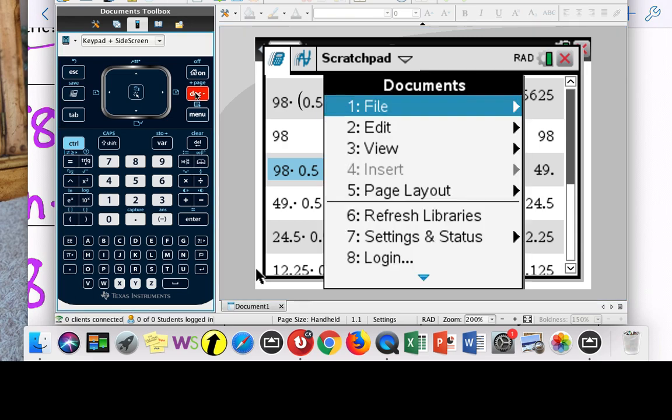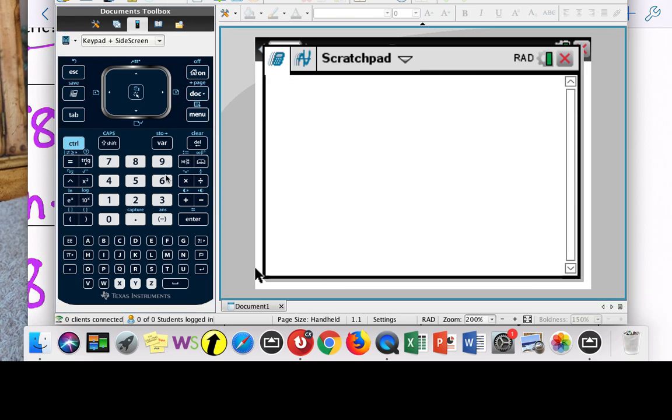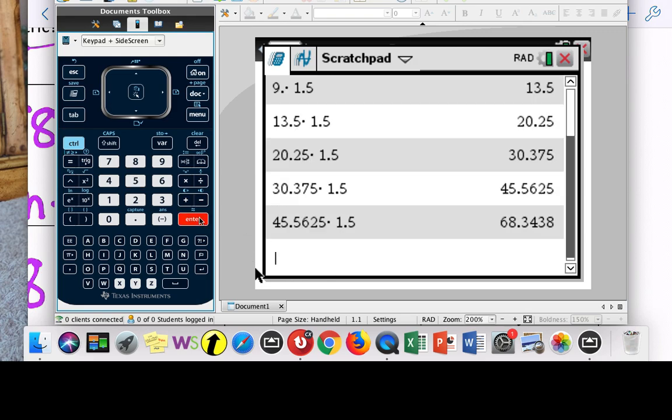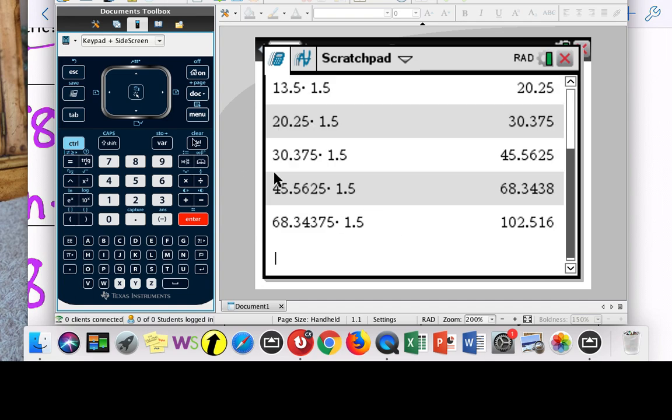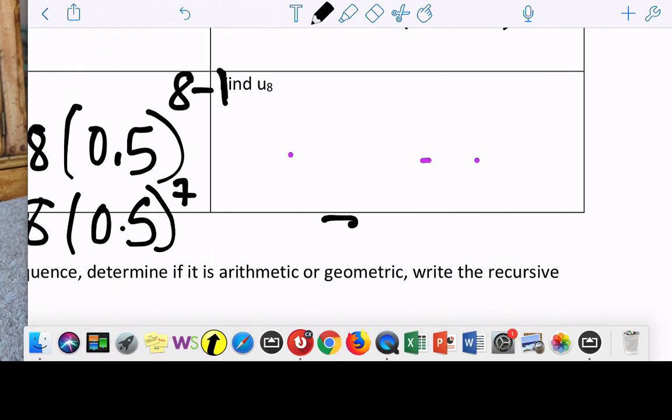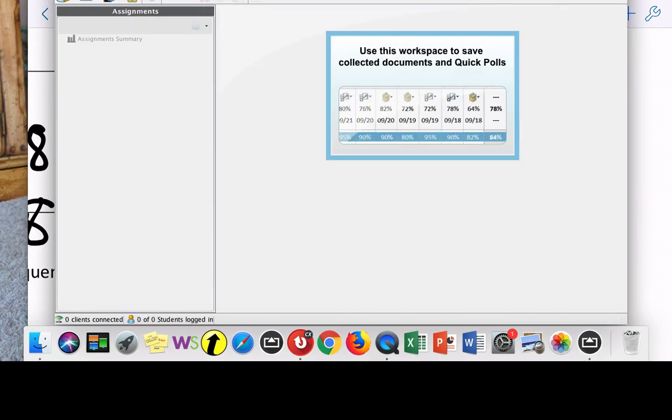All right, so let's clear this. Doc B clears it. And we're going to start with 6 and hit enter, and then take our last answer and multiply by 1.5. So to find the 8th term, I would hit enter 7 times. So there's the n minus 1. So 1, 2, 3, 4, 5, 6, 7. All right, so we should get 102 for u sub 8. Okay, so again, we typed it in, and I hit enter 7 times, and we got our answer, which I forgot already. Oops.